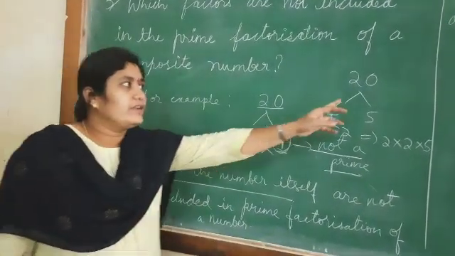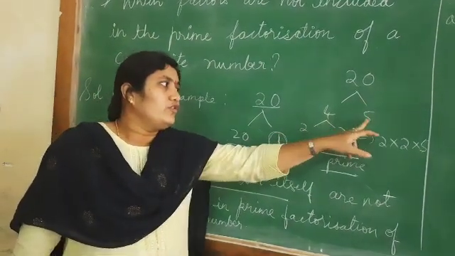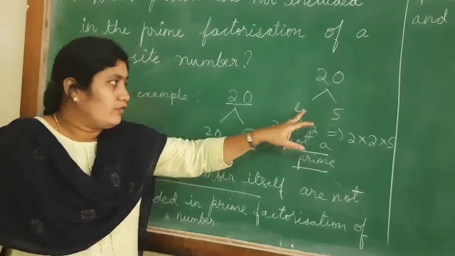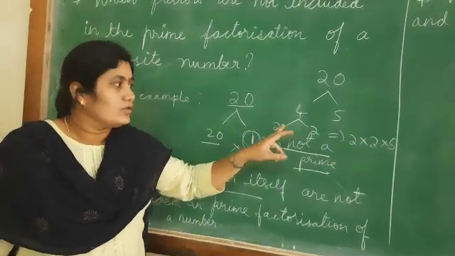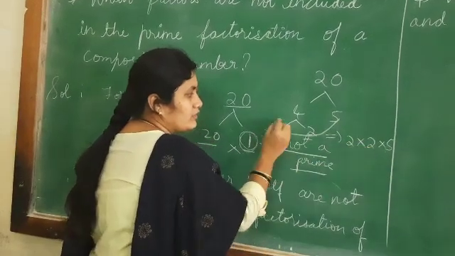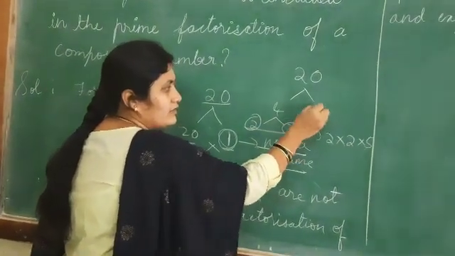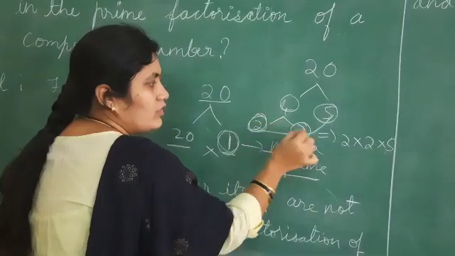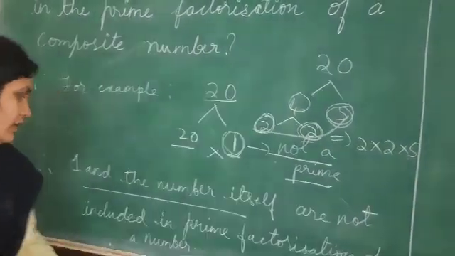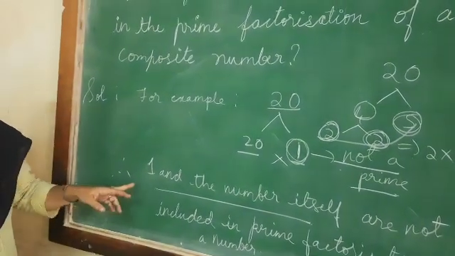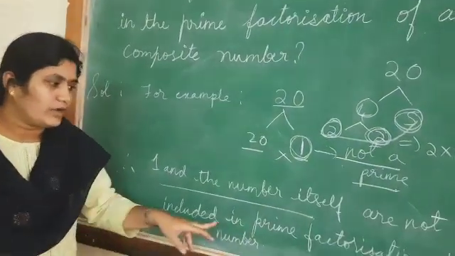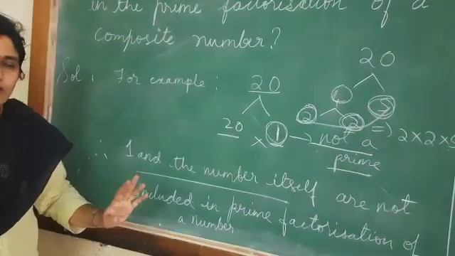Then how to divide 20? 20 can be divided into 4 into 5 or 2 into 10. As we have taken 4 into 5 here, 4 can be divided as 2 into 2. So the prime factors are 2 into 2 into 5. 2 2s are 4, 4 5s are 20. So you can say that 1 and the number itself are not included in the prime factorization of a number.